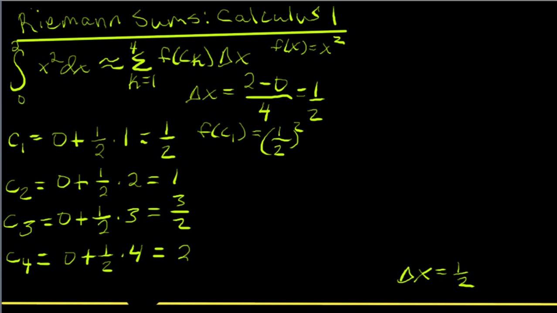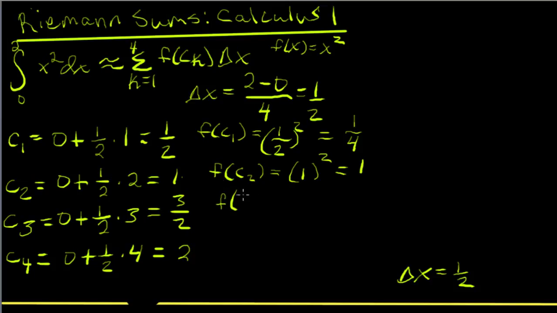Alright. So this is going to give us 1/4. F of C2 is 1 squared. And all we're doing is we're putting 1/2 in for x, and 1 in for x. So if we put 1 in for x, it would be 1 squared. If we put 1/2 in for x, it would be 1/2 squared, which is 1/4, and that's all we're doing. So this is going to be 1.